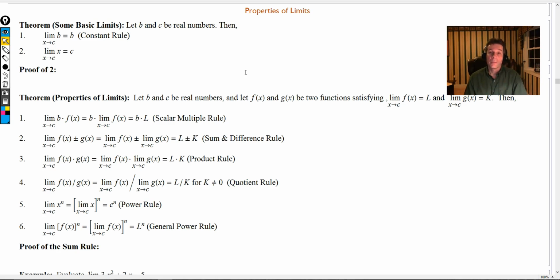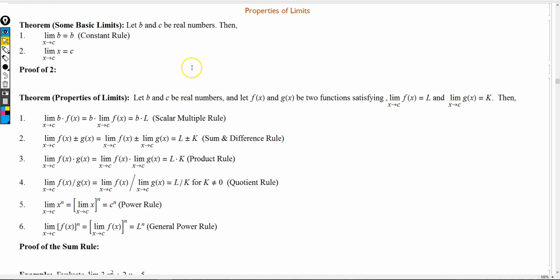Now, we're not going to prove them in this video. We'll save that for another one. So let's start with this result. Some basic limits. So we're going to let b and c be two fixed real numbers. Then, first of all, the limit as x approaches c of b is equal to b.